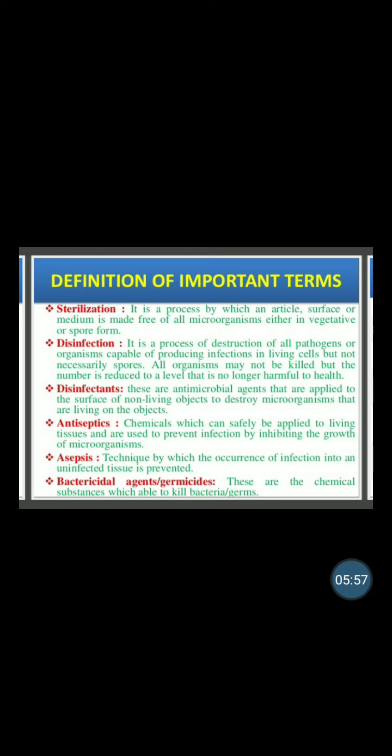We will see the classification in detail. First, in the physical method: first, sunlight, then dry heat sterilization, moist heat sterilization, and radiation sterilization.